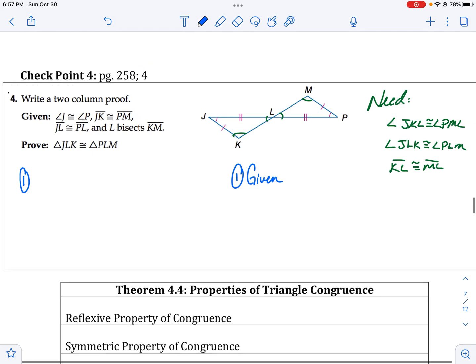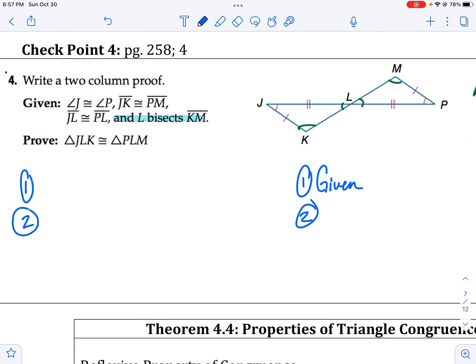So I'll start with my given statements. I would write those out here. And then I'm going to look through my given statements. Are there any vocabulary words in here that I could use to find some congruent parts? And it looks like L bisects KM. What does it mean to bisect? If MK is being bisected, it's being cut in half. So that means that KL should be congruent to ML.